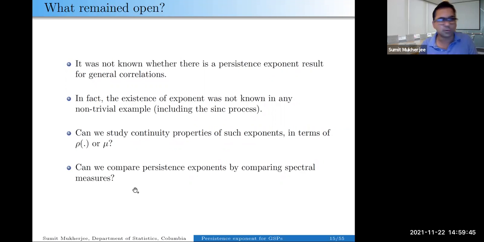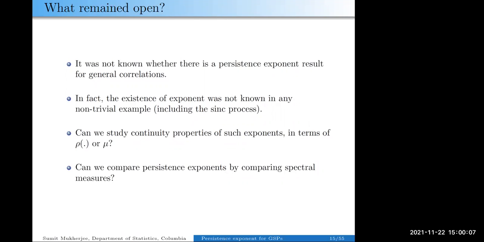Can we do some sort of Slepian type comparisons? Slepian's lemma allows you to prove existence of exponents, but it also allows you to compare between 2 exponents. And so it's an interesting question whether we can do that in the general case. These are the kind of questions that we want to start with.